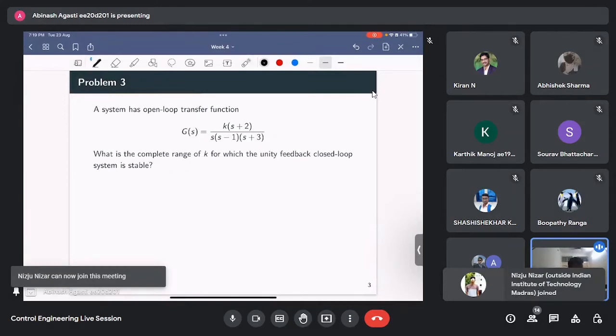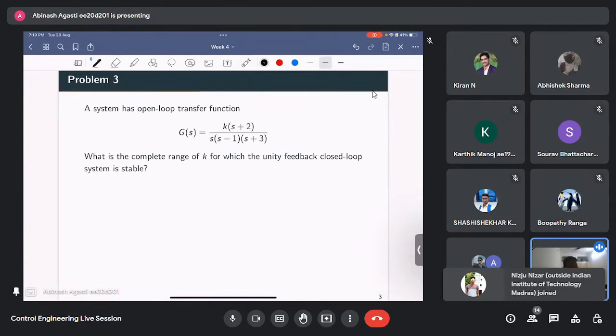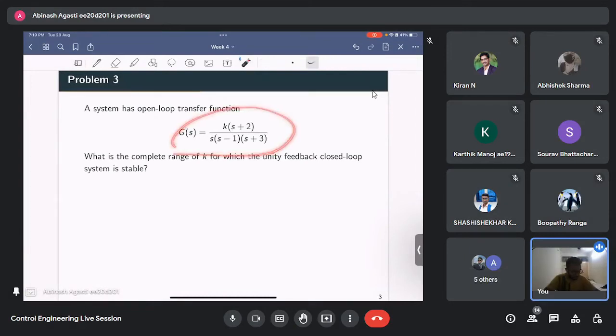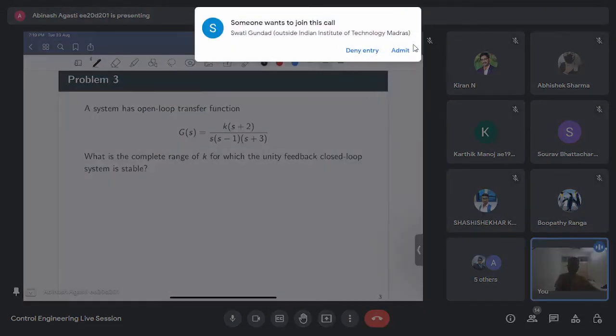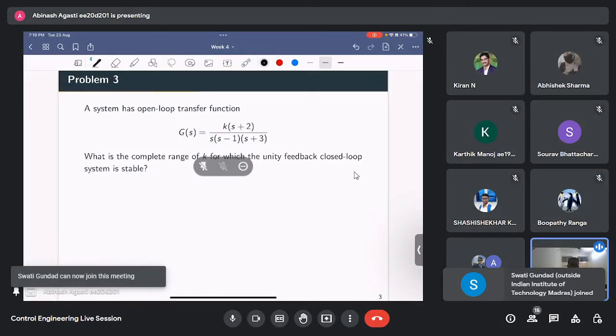Okay, now we are given a system with an open loop transfer function as given here. What is the complete range of K for which the unity feedback closed loop system is stable? Again, this is very similar to what we did in the last question. We are given a transfer function and we want to find out whether it is stable or not. Just that now we have one parameter K, which can take all possible real values. So we want to find out for what values of K this given transfer function is stable.